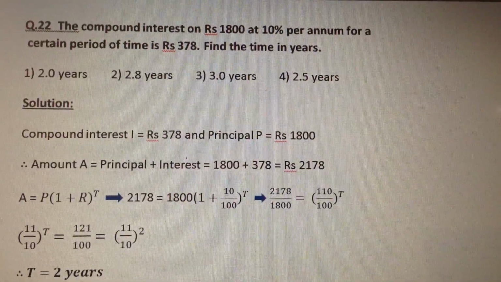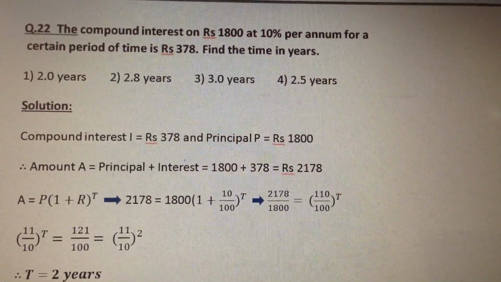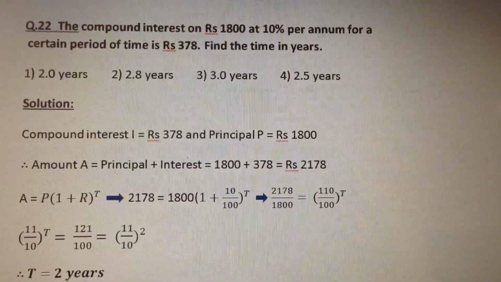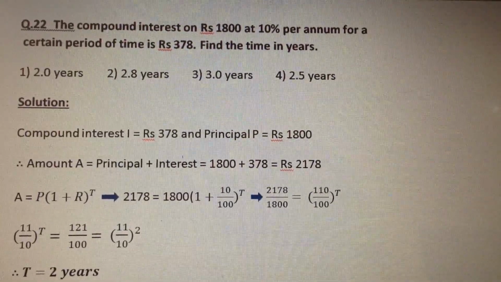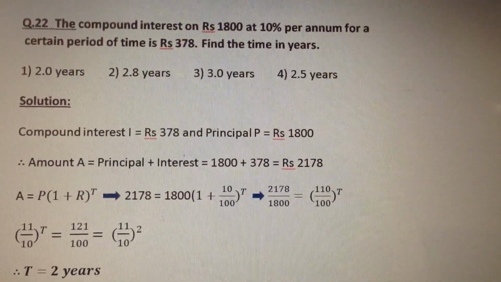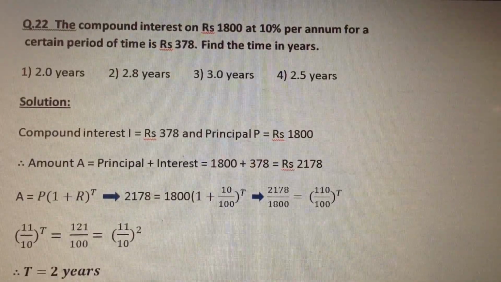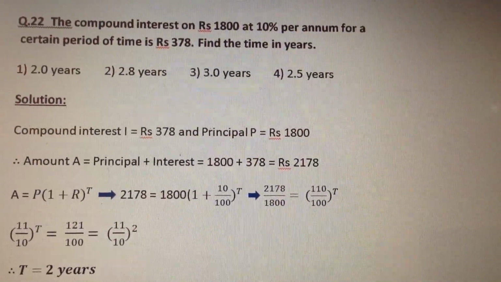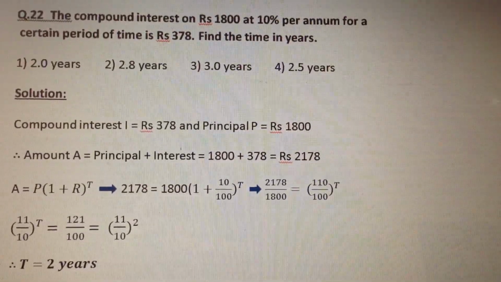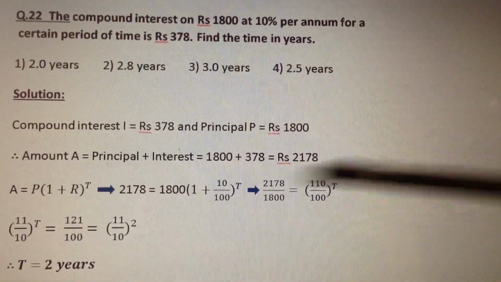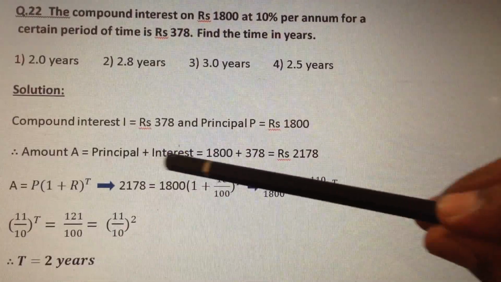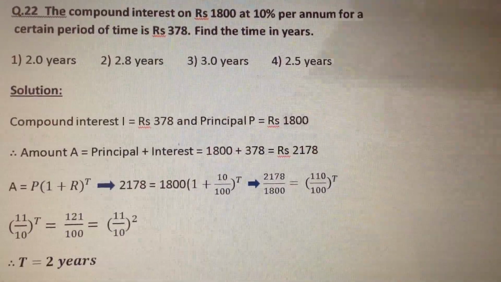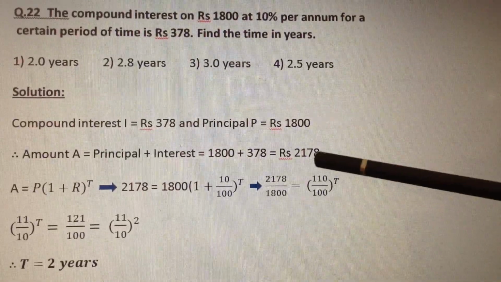Next question. The compound interest on rupees 1800 at 10% per annum for a certain period of time is rupees 378. Find the time in years. Compound interest is given as rupees 378 and principal amount is given as rupees 1800. We know the total amount is equal to principal amount plus interest amount, which is equal to 1800 plus 378, which is equal to rupees 2178.